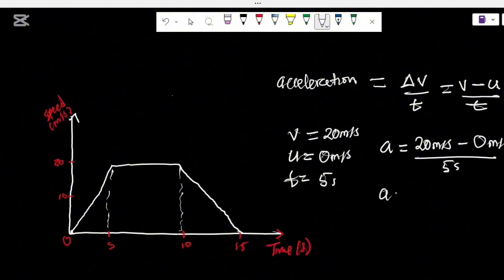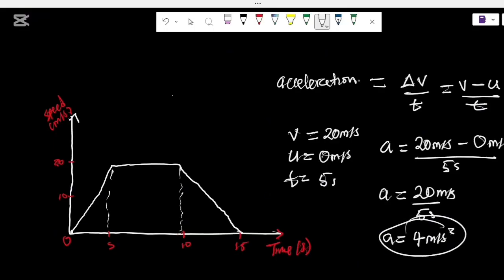So this is going to be 20 minus 0 is 20 over 5. So this is 20 meters per second and this is 5 seconds. So in this case, the acceleration is going to be 4 meters per second squared. And so this is our acceleration.